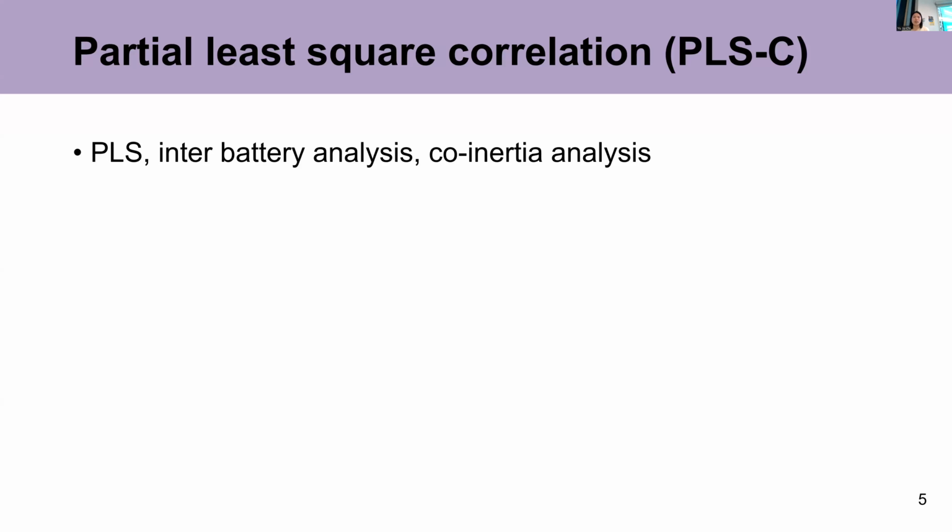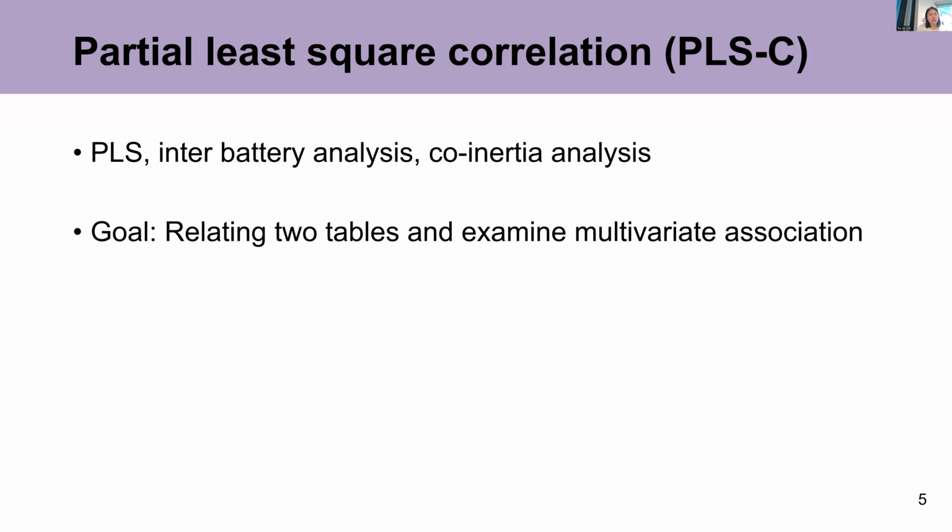It could be PLS regression. Sometimes it means PLS path modeling. So it could be different things. It also comes under interbattery analysis or co-inertia analysis. They're all the same thing. And the goal is to examine multivariate association between two sets of data.